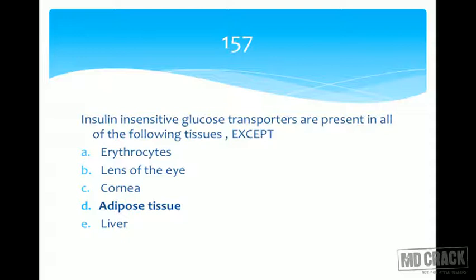The brain also does not depend upon insulin for the entry of glucose. Otherwise, in a diabetic the brain could not have been able to use it at all. But except the satiety center, which is insulin dependent, rest all are insulin independent, insulin insensitive. So liver, brain, erythrocyte, lens of the eye, cornea, all these do not require insulin for the transport of glucose into their cells and utilize glucose.